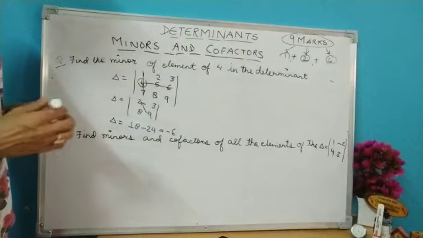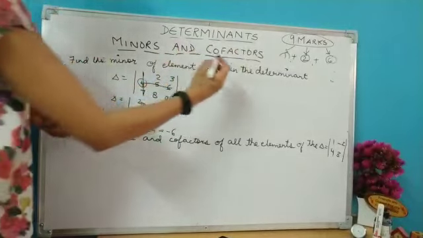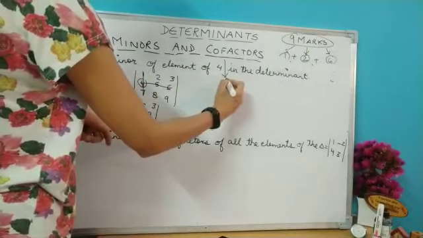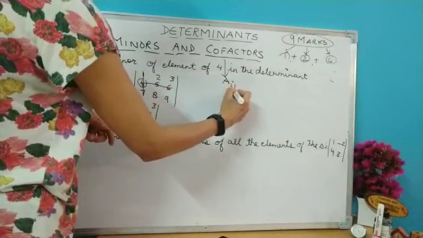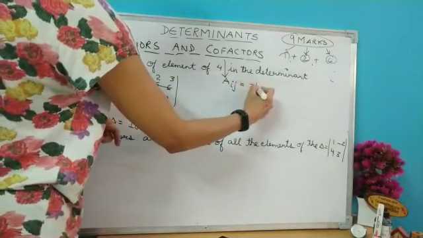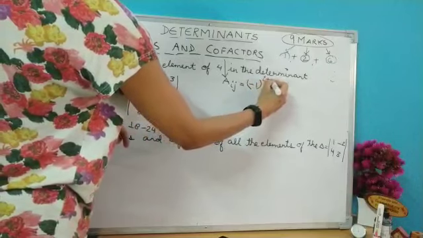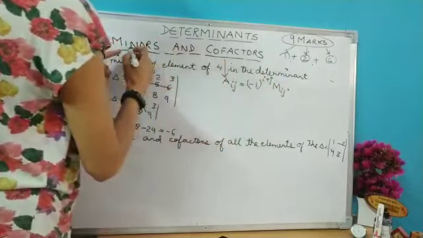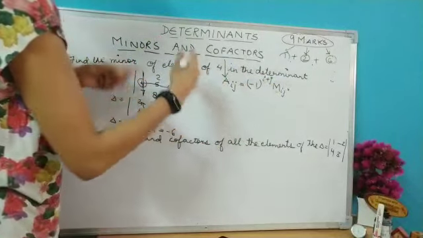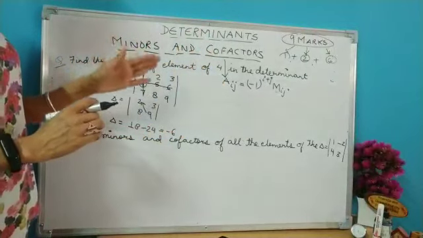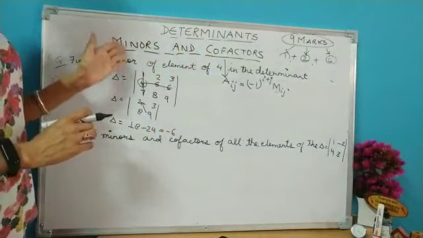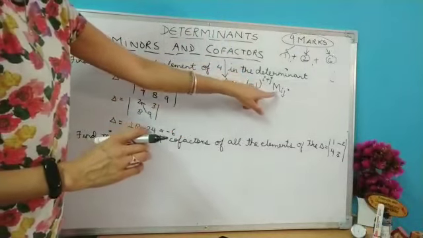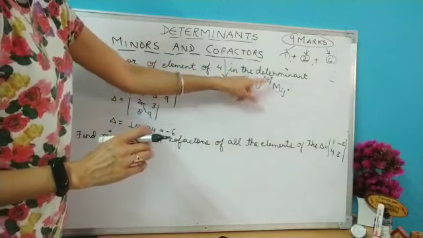Now children, let's talk about cofactors. Cofactors are represented with capital A, as A_ij, and can be calculated as (minus 1) raised to i plus j times the minor of i and j. That means when you want to find the cofactor, first of all you have to find the minor, and then you have to apply this sign convention. That means you have to change the sign of the minors according to this i plus j.